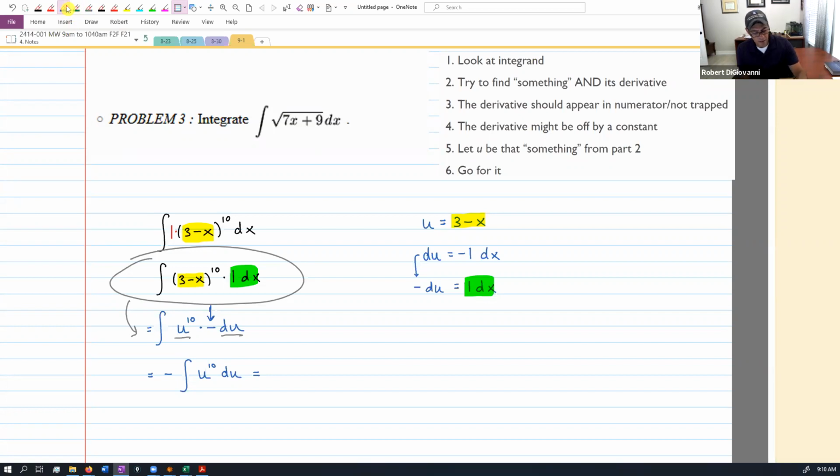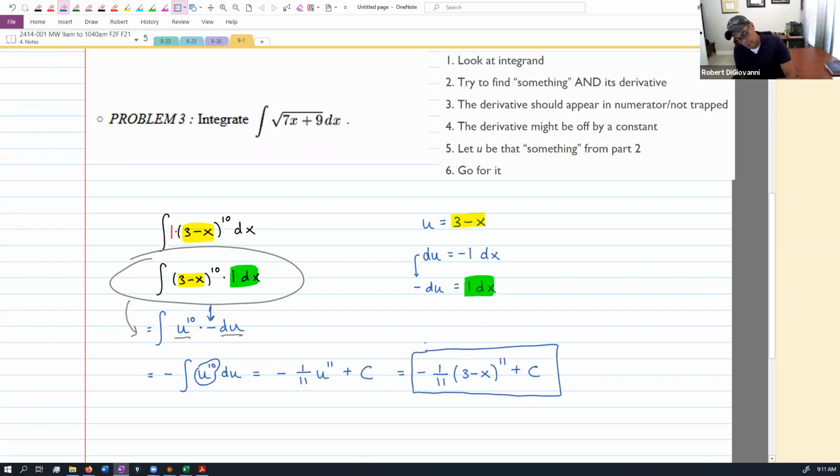I think I'm just going to crank this out. The negative's going to come for the ride, and then the antiderivative of u to the 10th will be 1/11 u to the 11th plus some constant. Just using the power rule there, right? And then the last step would be to replace the u with what we said u was, which is 3 minus x, and then that'll be to the 11th power plus c. Okay, we happy about that? Any questions here?